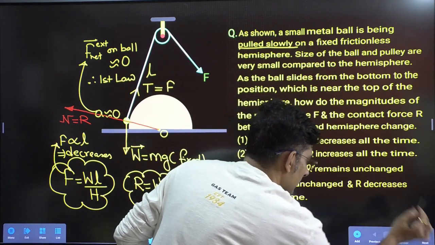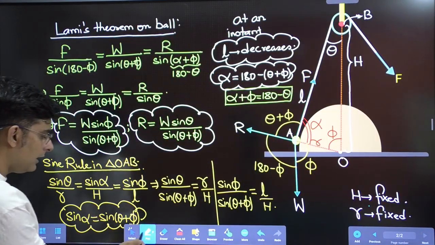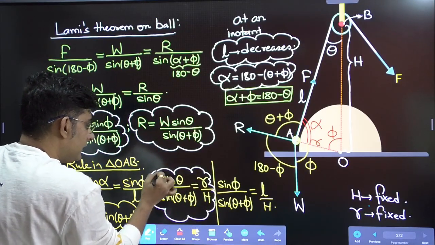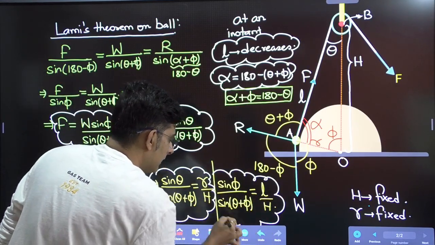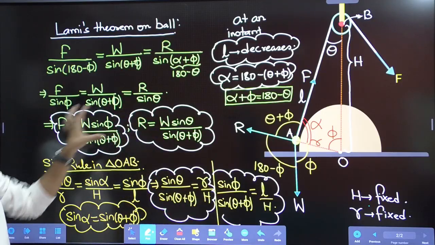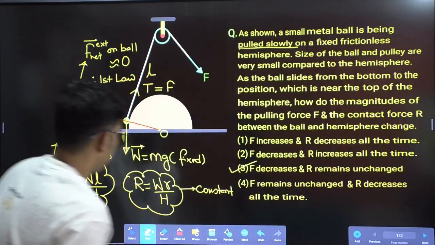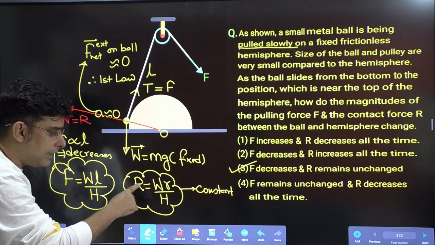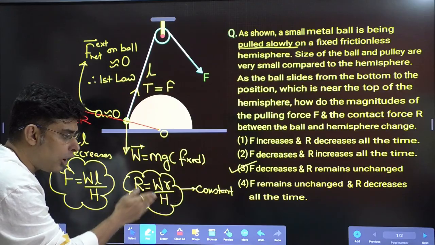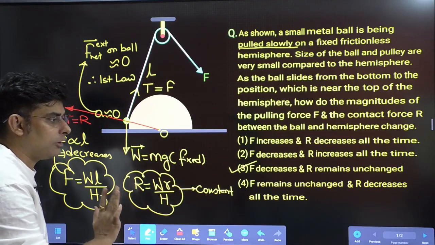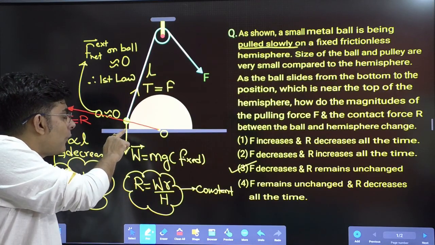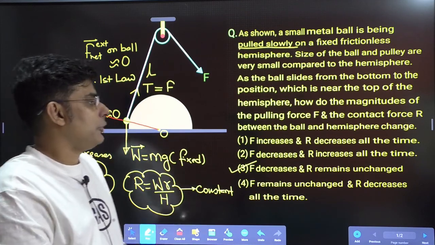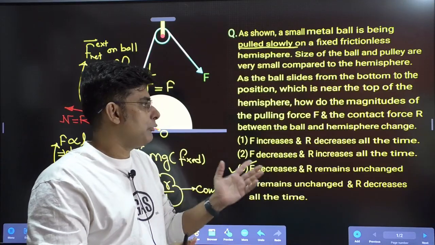I hope this is clear. Once again showing you, we got the expressions over here, and from here we got the value of sine theta by sine theta plus phi and sine phi by sine theta plus phi. So once we know these values, we just substituted in F and R and we got the final result. F is WL by H, directly proportional to L, so decreases. R is W into radius by H. All the three terms are constant or fixed, so R will remain constant. But this is up to the point from the base to the top. So I hope this question is clear to all of you, and I am sure that you found it interesting.